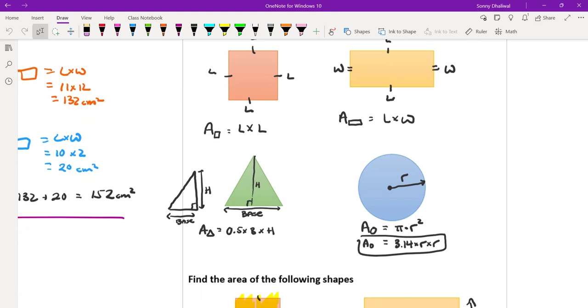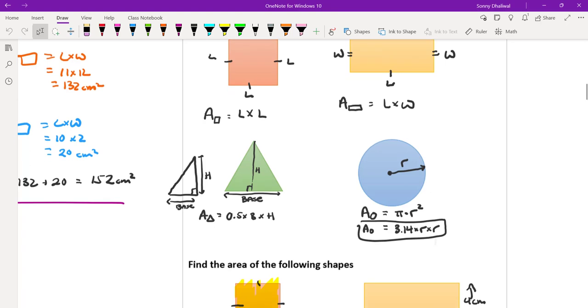Area of a triangle is half times base times height. Area of a circle is pi times your radius squared. And square and rectangle are very similar formulas, length times width or length times length. You don't need to memorize them. They'll be given to you, all right?